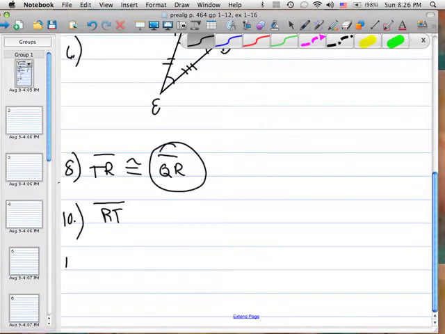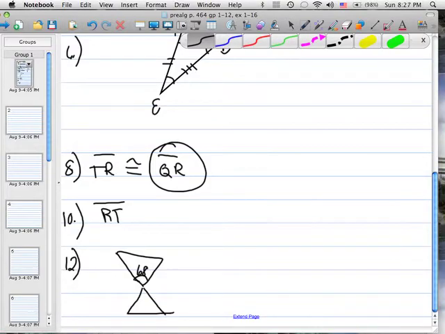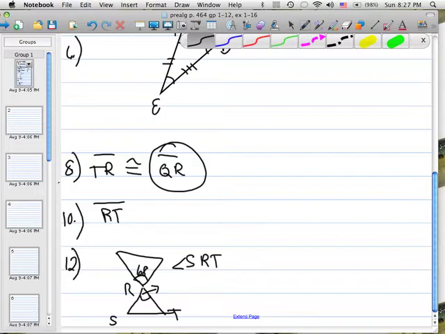And problem number 12, if the measure of angle PQR, which is this angle right here, is 68, then which other angle is also 68? Well, it would be the one across from it. Vertical angles are equal right here, which would be angle SRT. You have to keep the R in the middle.